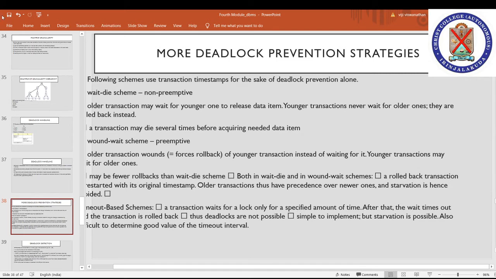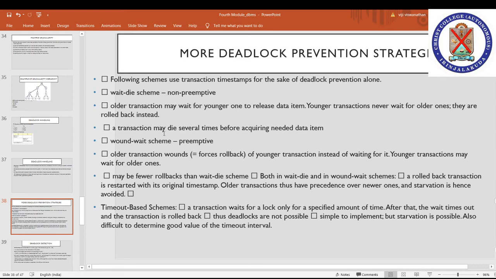The first one is wait-die. It's a non-preemptive one. An older transaction may wait for a younger one to release a data item, but younger transactions never wait for older ones. They are rolled back instead. A transaction may die several times before acquiring the needed data items. This is wait-die: the older one waits for the younger one, but the younger one never waits.